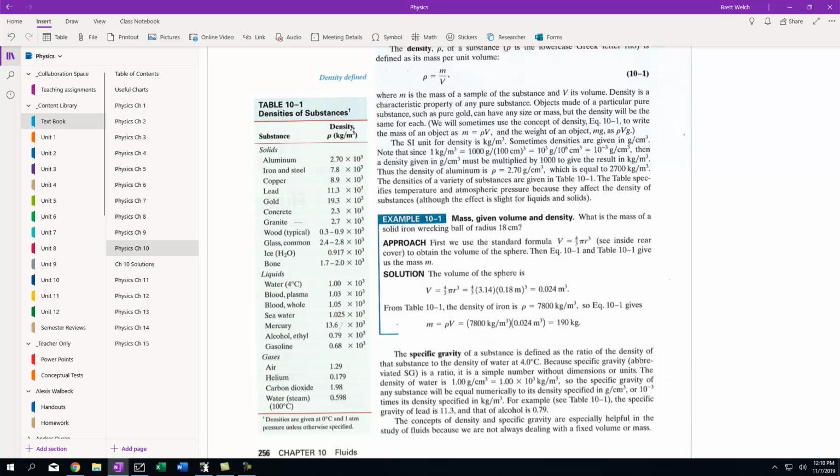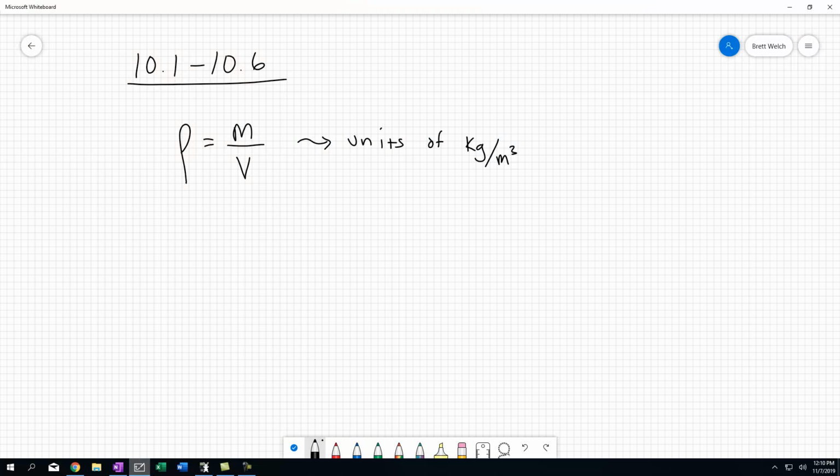For instance, the density of water at 4 degrees Celsius, the standard water temperature that we're going to look at, it turns out to be 1,000 kilograms per cubic meter. And we can look at things like copper, which is 8,900, or 8.9 times 10 to the third. So we have those densities there, which is really helpful.